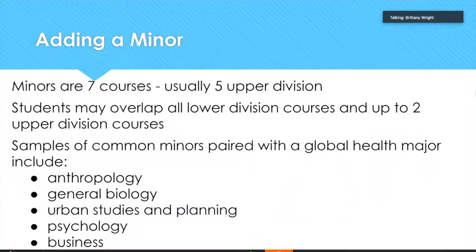Global health also has room where you can add a minor pretty easily. With minors, it's usually 5 upper division courses, and 2 of them can overlap between your major and your minor. So if you choose the right minor, such as anthropology, you would only have to take 3 upper division courses and 2 lower division courses. You can also overlap all the lower division coursework, so that's something you'd want to plan out as well. Many of our global health students minor in anthropology, biology, urban studies, psychology, or business. And you don't need to choose a minor right away.